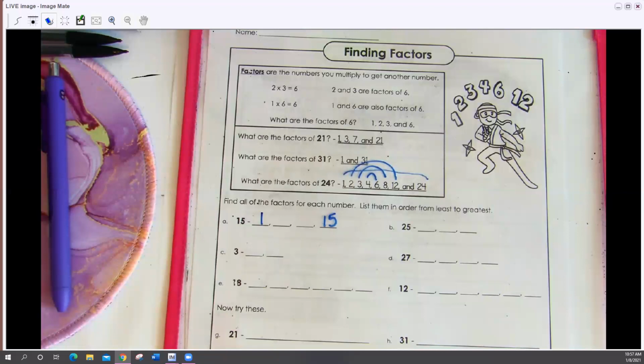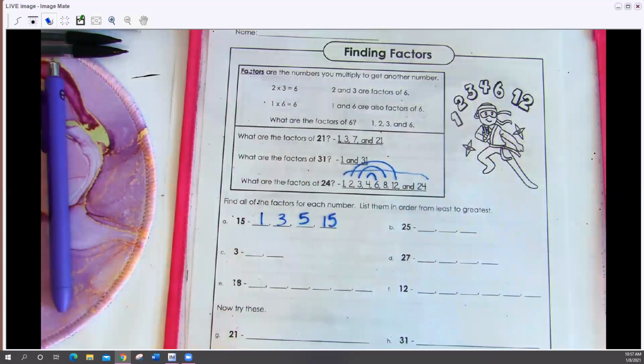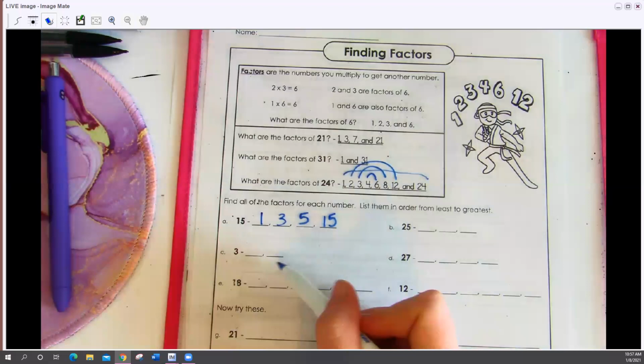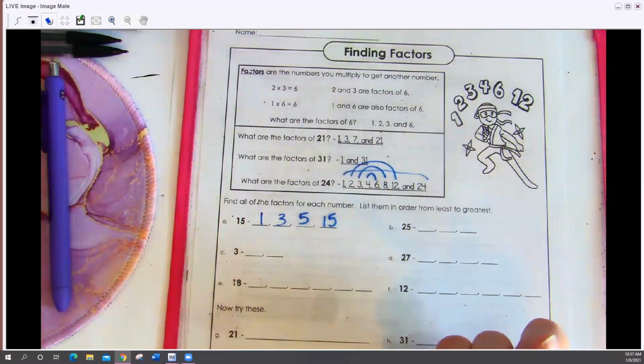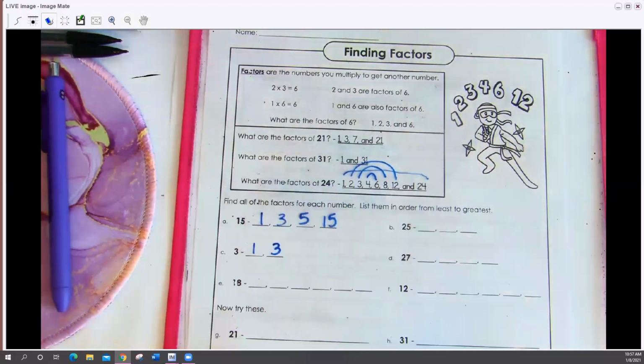So 1 times 15, and also I know that 3 times 5 equals 15. So here are our factors of 15. For the factors of 3, you can see there's only 2 lines here, right? So that tells us there's only going to be 2 factors for that number. So I'm going to do 1 times 3, and that's it. I can't do 2 times anything, and then 3 times 1 would be 3 as well.